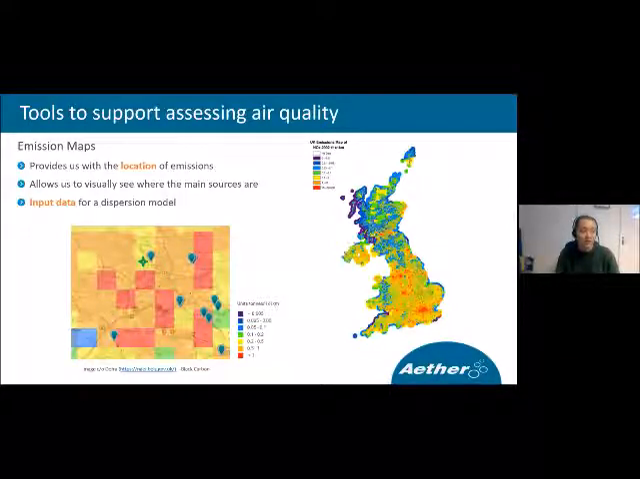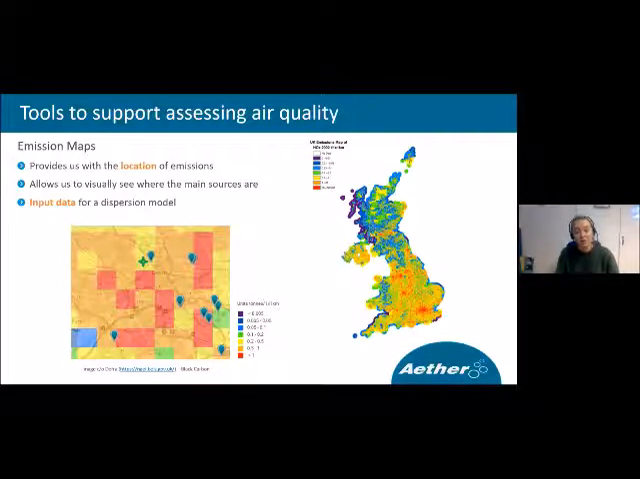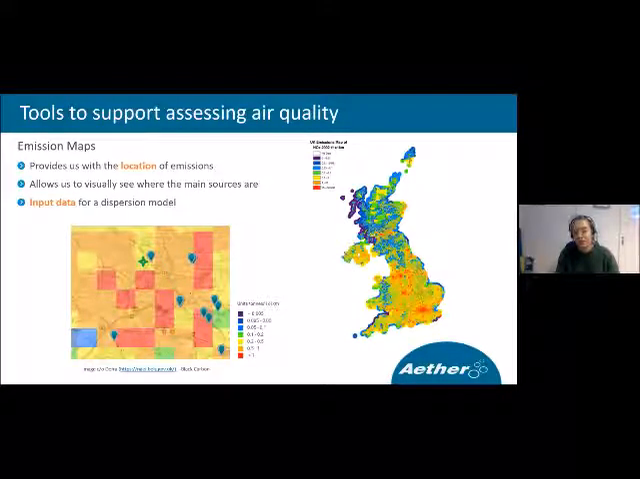It helps us to visually show where the main sources are, so we can try and target our policies to those specific areas. And we might want to reduce emissions, but we might also want to displace them and move them to places where there are fewer people around.